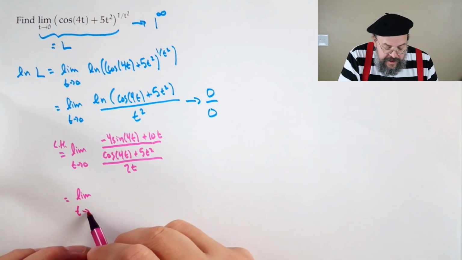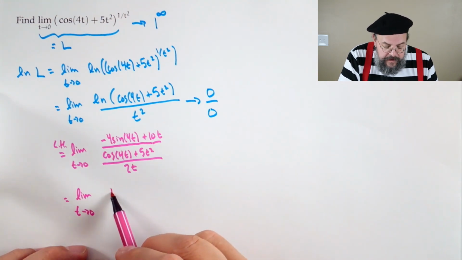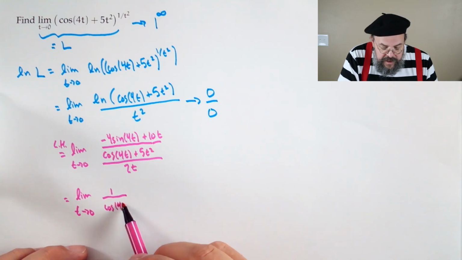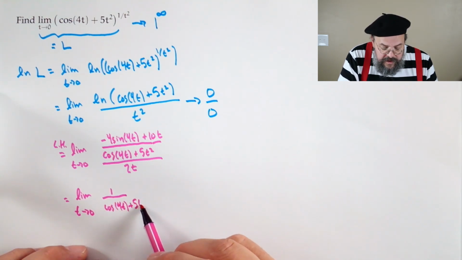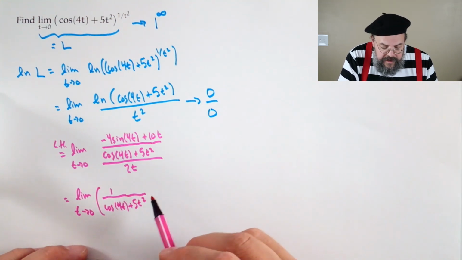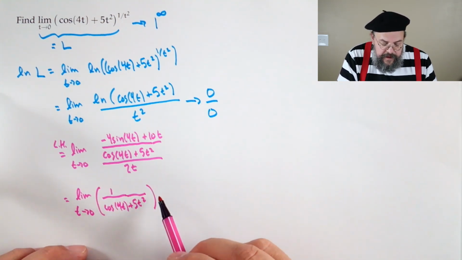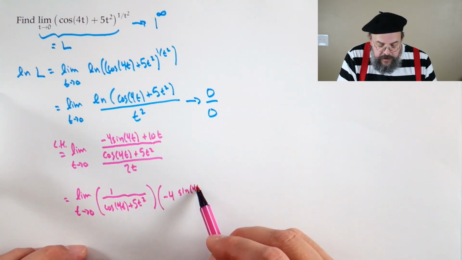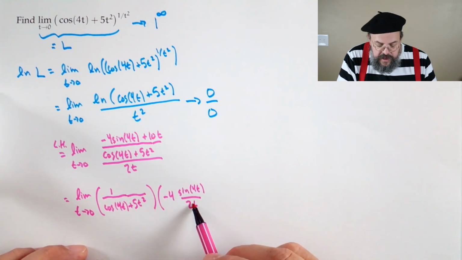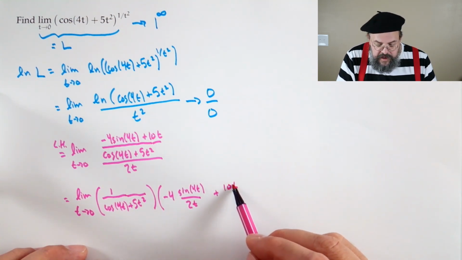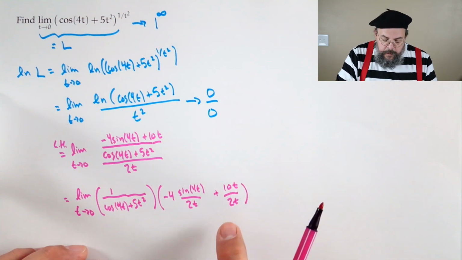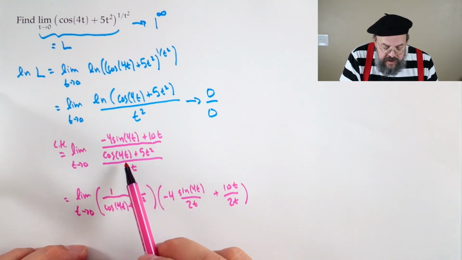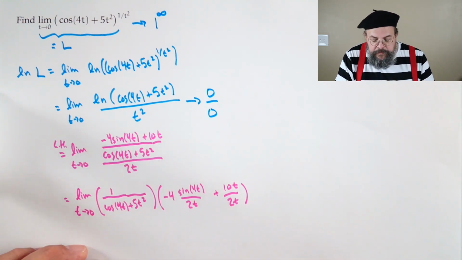So, limit t goes to 0. This part, cosine 4t plus 5t squared, I'm just going to put in front because there's really nothing wrong with it. It's not going to make my limit have any issues. Okay, so that's that part. Then we have negative 4 sine of 4t, divide that by 2t, and then plus 10t divided by 2t. So what happened? Where did this come from? Well, I still had this 2t being divided, so I just take this 2t and divide it into each piece.